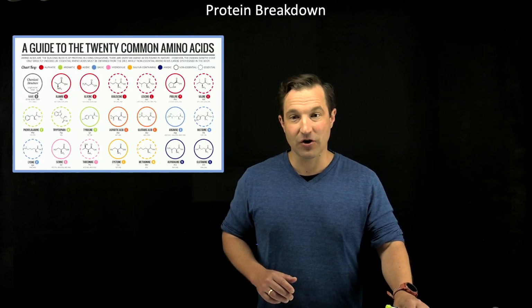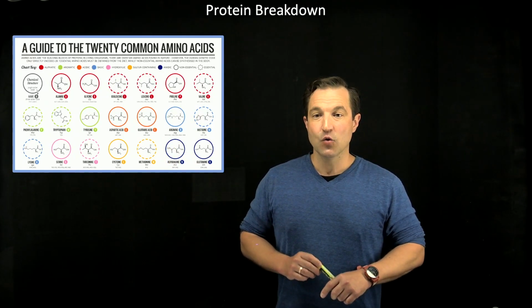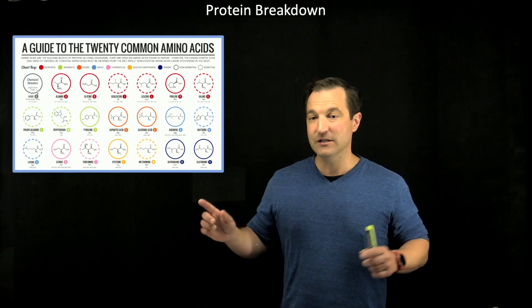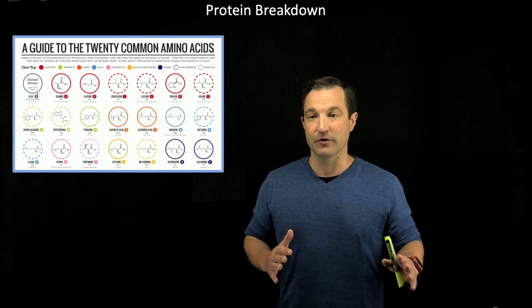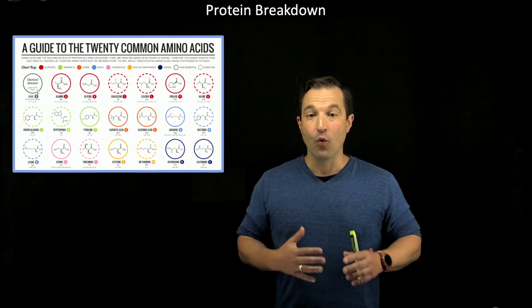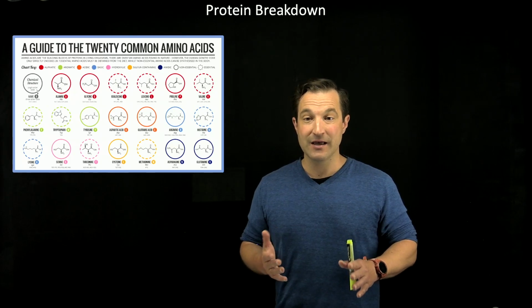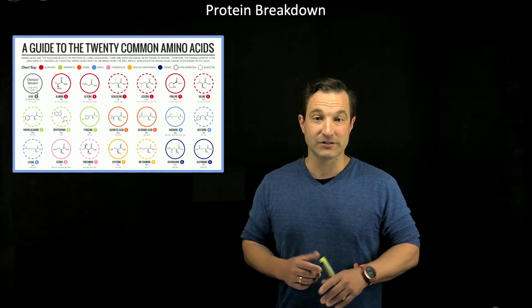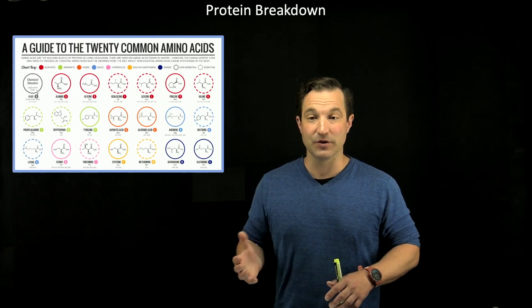Well, let's start by thinking about our 20 common amino acids. We know that we have all of these different formations that are put together to form different proteins. Within these, we have essential and non-essential, ones that can be generated from other amino acids within our body, and ones that are important for us to take in our diet because we cannot make those endogenously within our body.